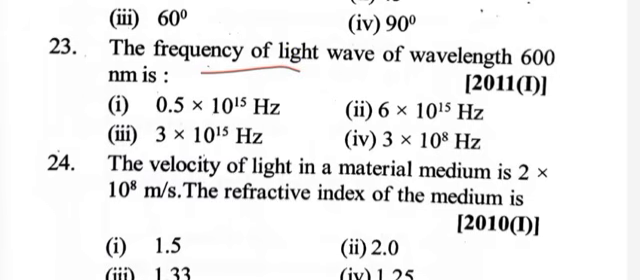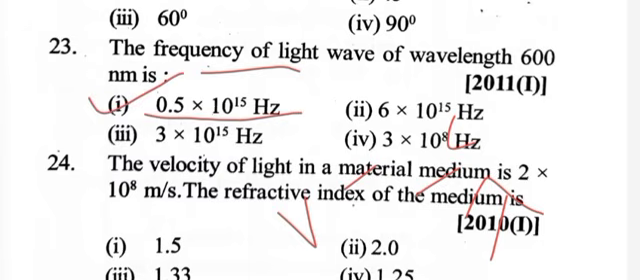Frequency of a light wave of wavelength 600 nm is ... into 10 to the power 15 hertz. We know v is equal to c by lambda. So if we put the values, our answer will be 0.5 into 10 to the power 15 hertz.